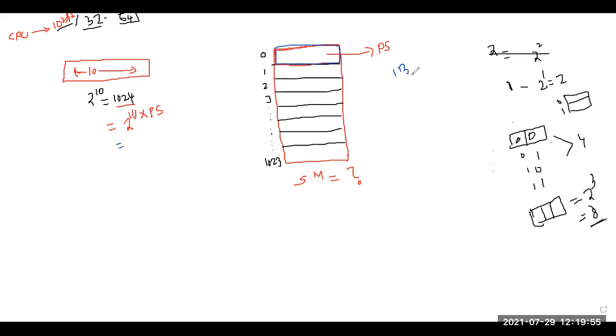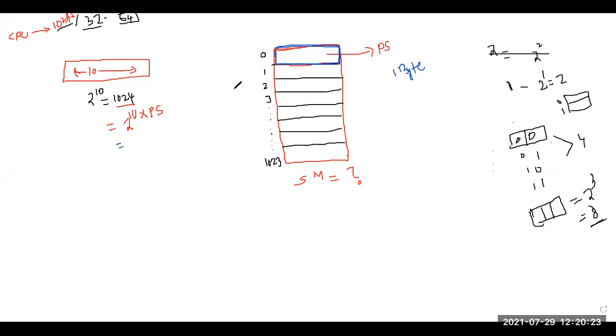Okay, the system is byte addressable. That means each of these blocks is exactly 1 byte. If it is given that the system is 2 byte addressable, then take it as 2. If it is given 4 byte addressable, then take it as 4. If it is not given anything, then most of the time the system is byte addressable. Byte addressable means each page size is equal to 1 byte.